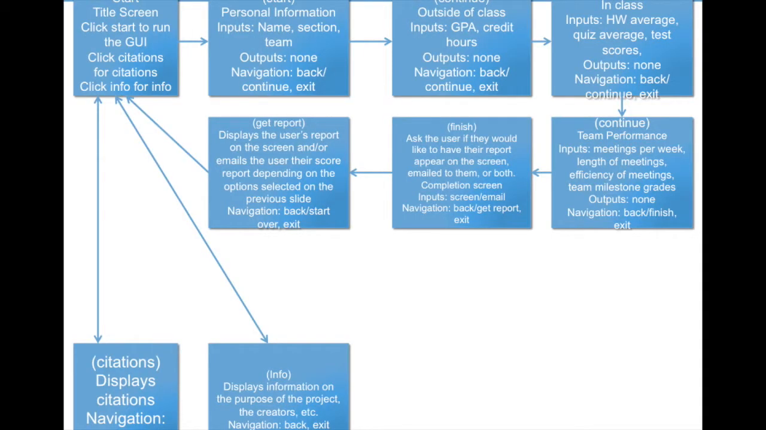So this is the flowchart for our GUI. You start here at the start screen, and you can access three different GUIs from there. You can either check out the citations, get some more information on the project, or start the data input itself.